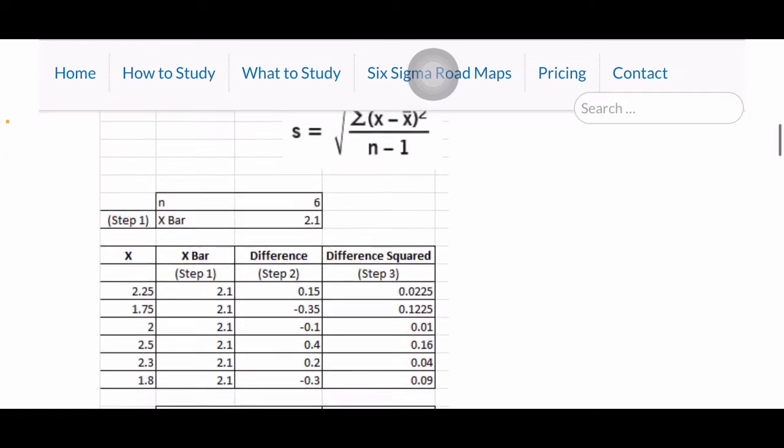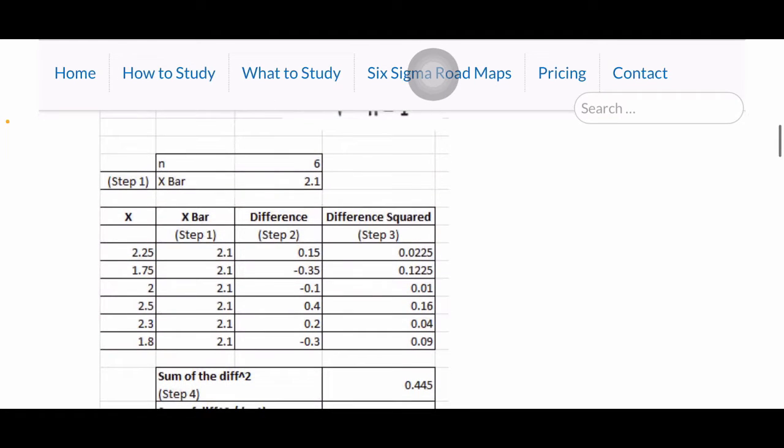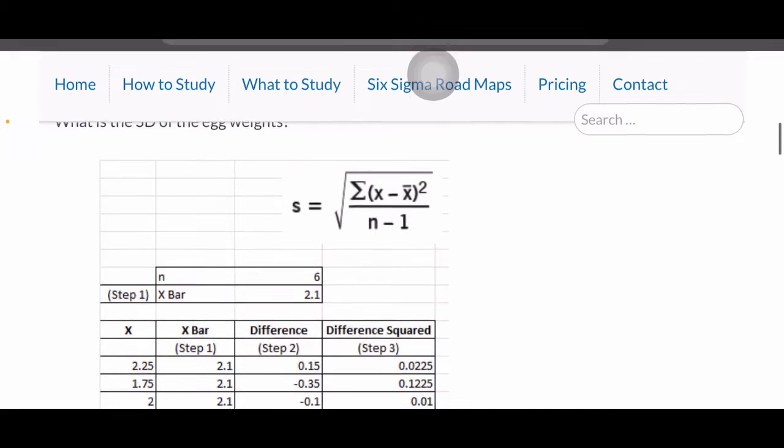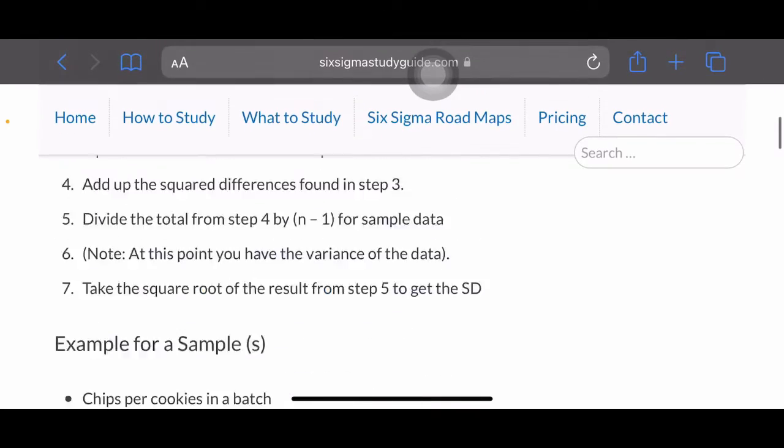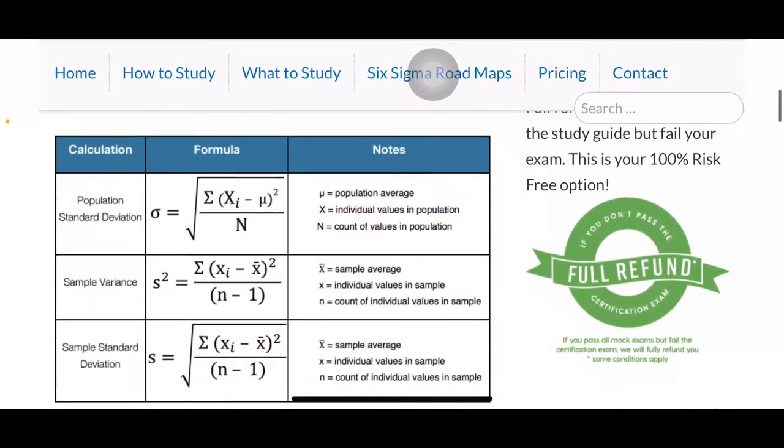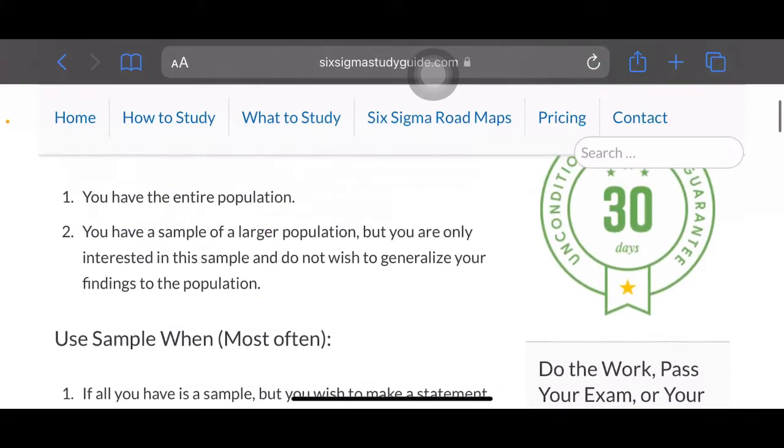So, X, that's the weights. 2.1, blah, blah, blah, difference squared. X bar, 2.1. N is 6, X bar, 2.1. Okay, so what was X bar again? Man, this is not helping me at all. God. I haven't done standard deviation in years, so I don't even know what the heck this means.